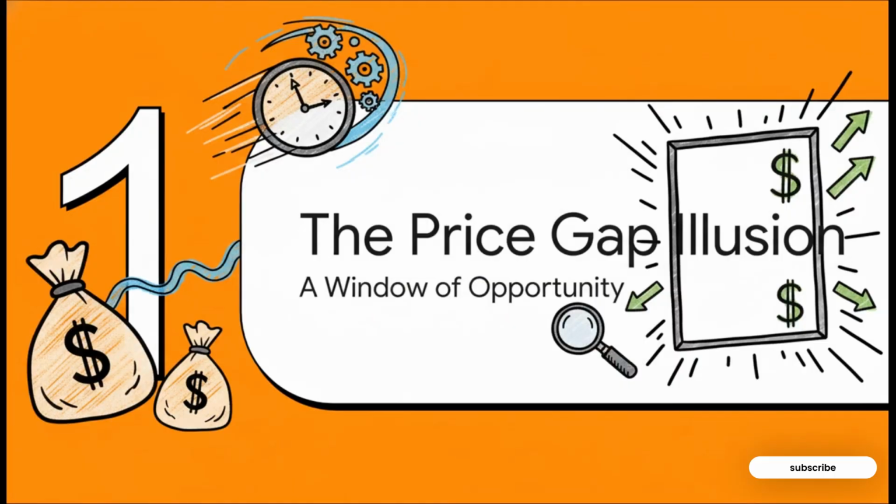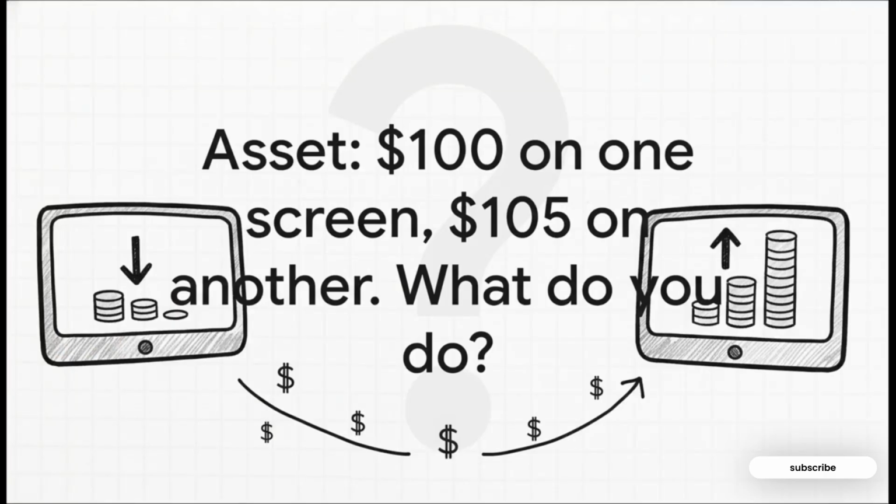You can kind of think of it like a temporary glitch in the matrix, a price gap illusion. For just a split second, the market isn't perfectly aligned. And that little imperfection creates this tiny window, a crack in the system that's just begging to be taken advantage of. So let's make this super simple.